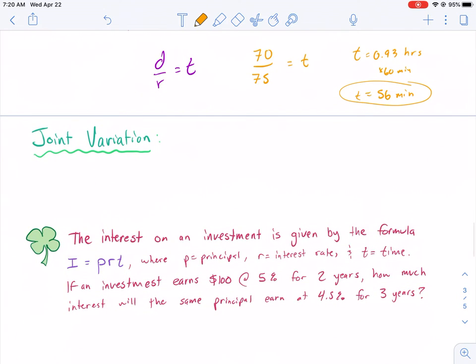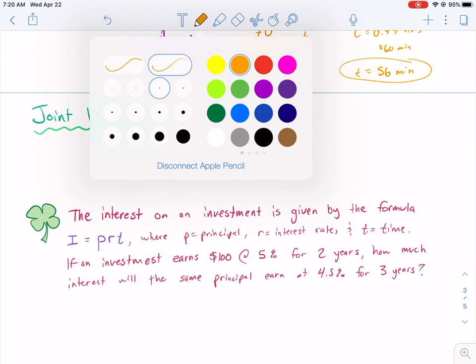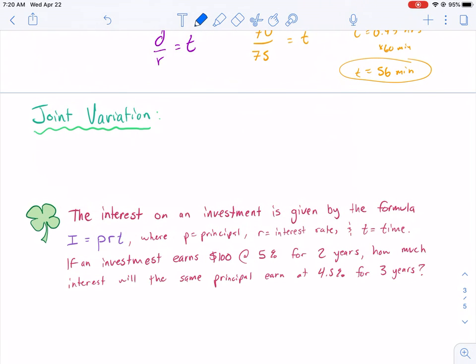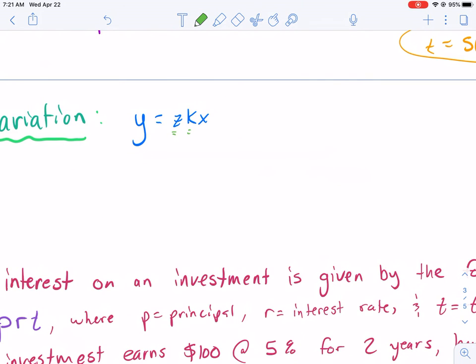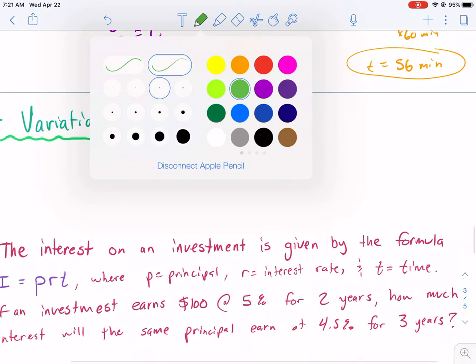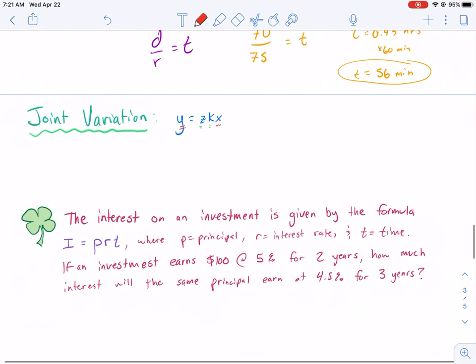So joint variation. This is when you have multiple variables involved. So for example, y equals, in this case we normally have kx, but now we can also put a z in there, so kzx. So now you have multiple constants that are affecting the input, which in this case is x, and the output is y. Y is the output. So that's joint variation.